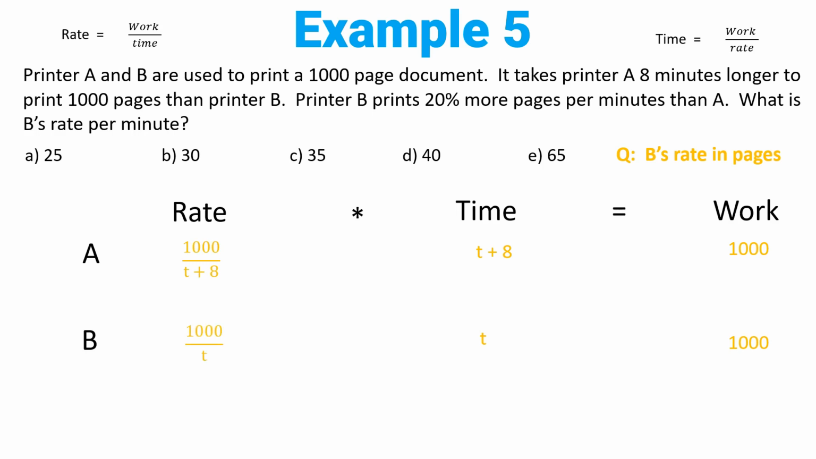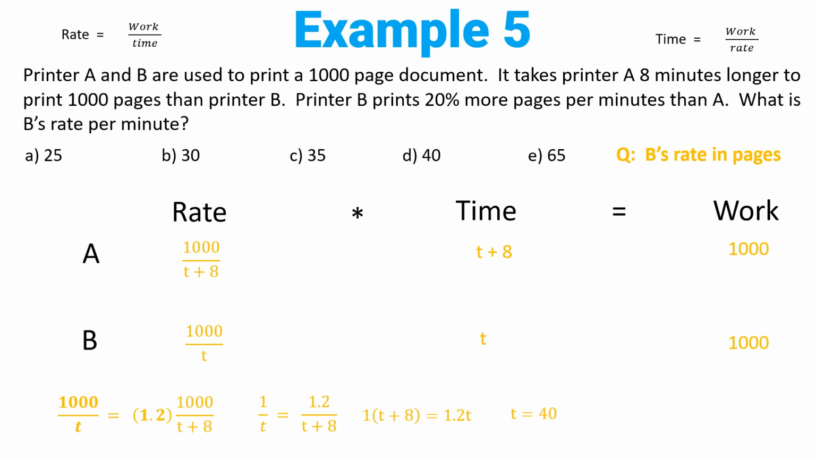Okay, great. What are we told? We're told that printer B prints 20% more pages per minute, so that's B's rate is 20% faster than A. Okay, what does that mean in math? Well, B's rate is 1,000 over T, and that must be 20% faster, or 1.2 times A's rate, which is 1,000 over T plus 8. Okay, we can simplify this a little bit. We don't need thousands on the top. Pretend that we multiplied everything through by 1 over 1,000, and that gives us 1 over T equals 1.2 over T plus 8. We do a little bit of algebra, and what we find is that T equals 40.